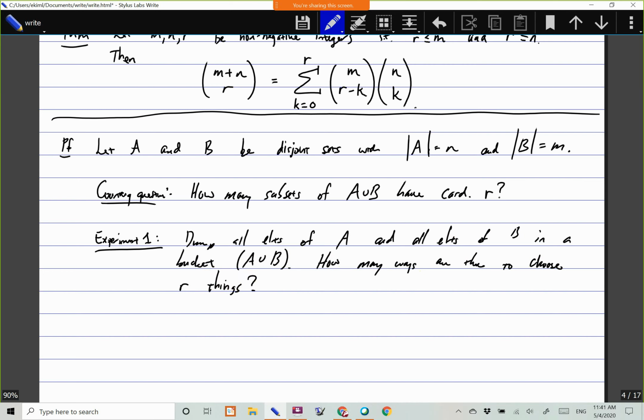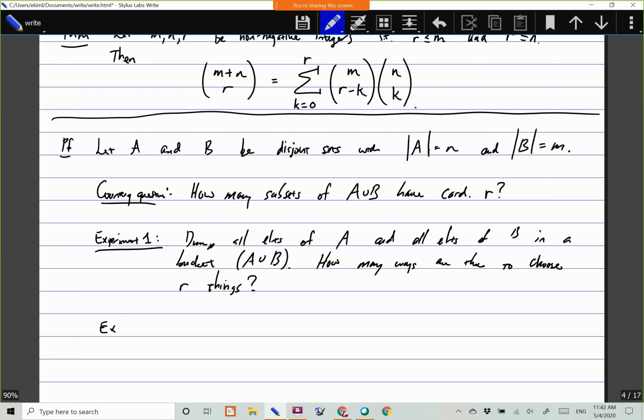If you don't want to use boring old set language, you don't have to. You can think of it like there's a bucket that has n prizes in it, and there's m prizes, all different from the other ones, in another bucket, and all the prizes are stuck together in some bigger bucket, and somebody won and they get to choose r of the prizes. That's one counting, and it produces m plus n choose r.